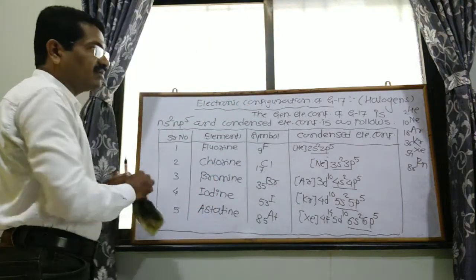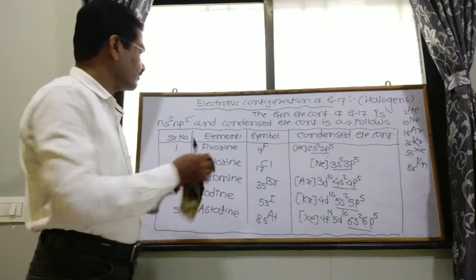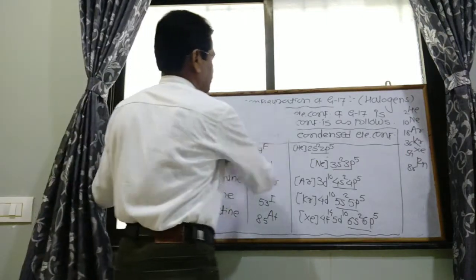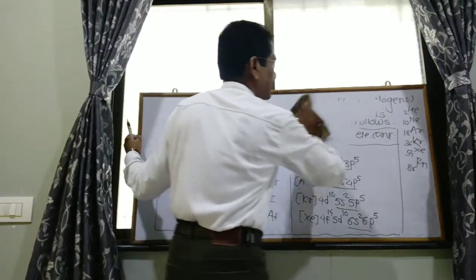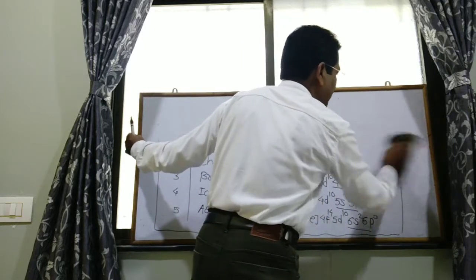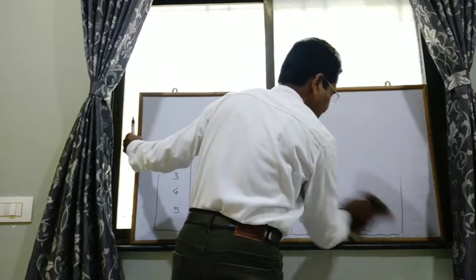After the electronic configuration, see the next concept of halogens, that is atomic and physical properties of halogens.